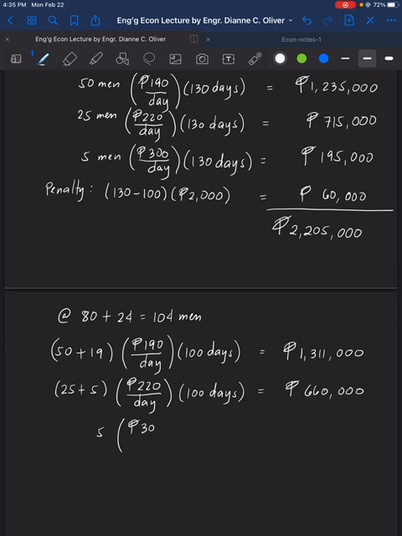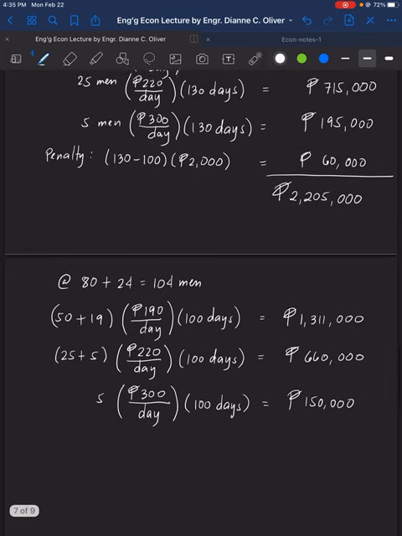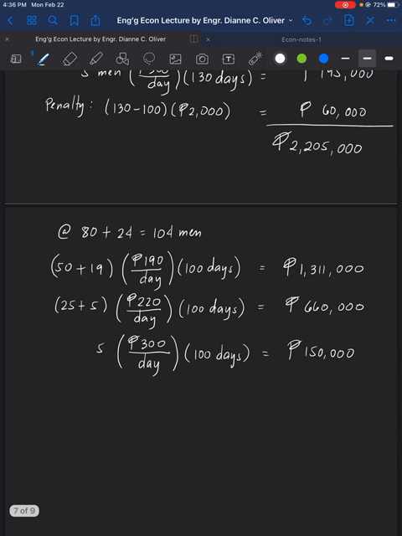And for the 5 men that are being paid with 300 pesos per day in 100 days, so that is equal to 150,000 pesos. And take note, there is no penalty because the job is finished for 100 days. So the total here is 2,121,000.